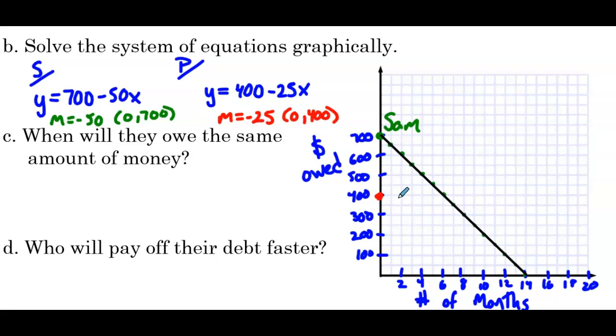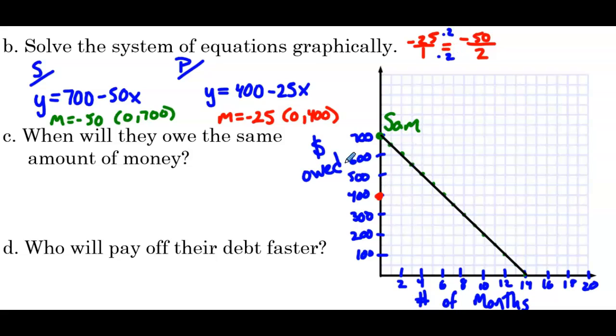And then for Peter, we have slope of negative 25 and a y-intercept at 0, 400. Okay, so 0, 400. Now, if we try to go down 25, we'd be going down half a box over 1. That's a little tough. Okay, so let's think about this. Negative 25 over 1. Well, 1 box is 50. So what is that equivalent to if we make 50 the numerator, or negative 50? Well, that would be equivalent to negative 50 over 2.